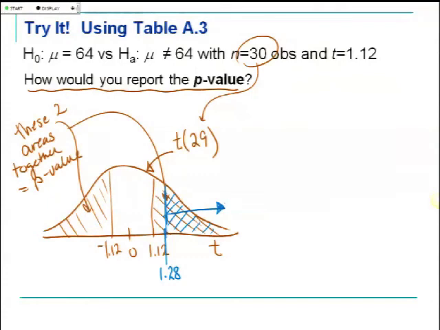Double it. So we fall off the chart, and the closest number we have, the smallest t-statistic value listed, is 1.28. What do you know about the area to the right of it with 29 degrees of freedom? 0.105? That's the bound for your one-sided p-value. We want the bound for our complete p-value here. What can we say then?